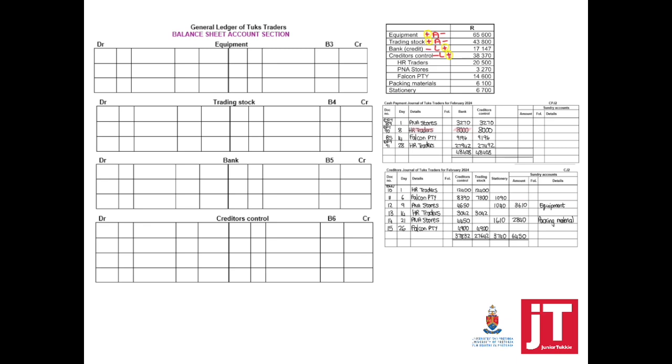Take note, bank, it specifically said it has a credit balance. Credit balance means it's regarded as a current liability. We start with the balance sheet section, and that's why on the first day of the month, which is February, we're going to have balance brought down on the debit side because equipment and trading stock is regarded as an asset, bank and creditors control on the credit side because it's regarded as a current liability.